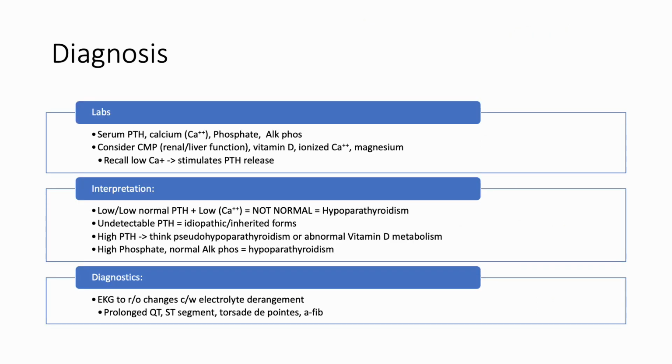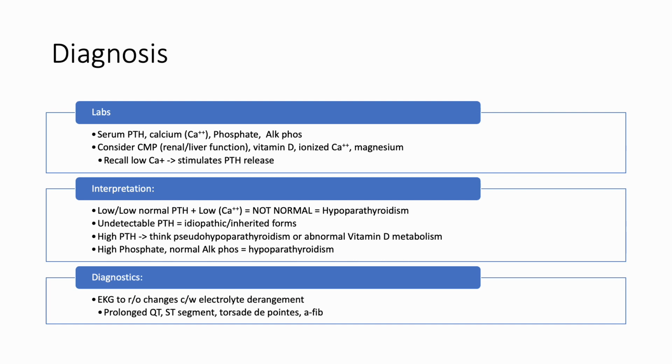All right, so diagnosis. Because hypocalcemia is a major stimulus for PTH secretion, we should be drawing a serum PTH, a serum calcium, a phosphate, and an ALK phos. Okay, I would consider a CMP just to evaluate liver and renal function, as well as vitamin D, ionized calcium, and a magnesium. So we'll recall that low calcium should stimulate PTH release. So our PTH should be high.